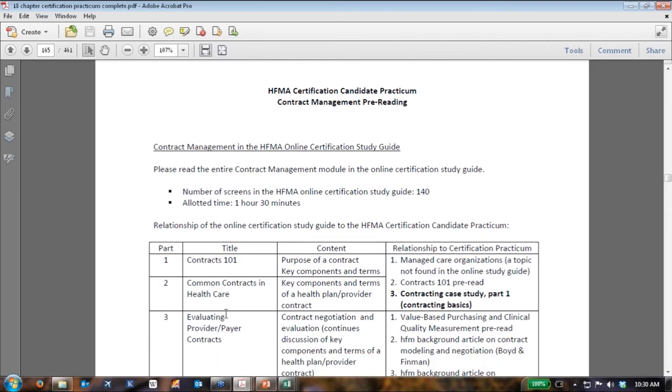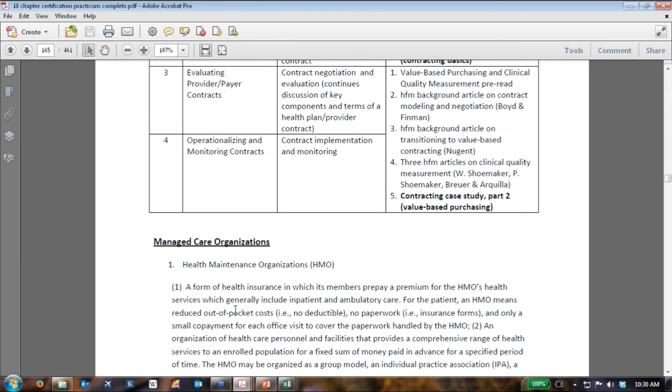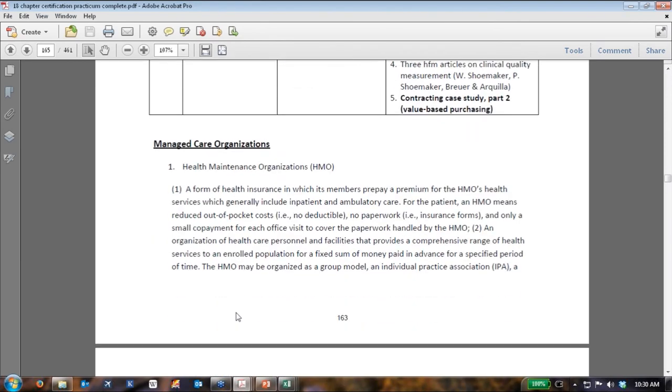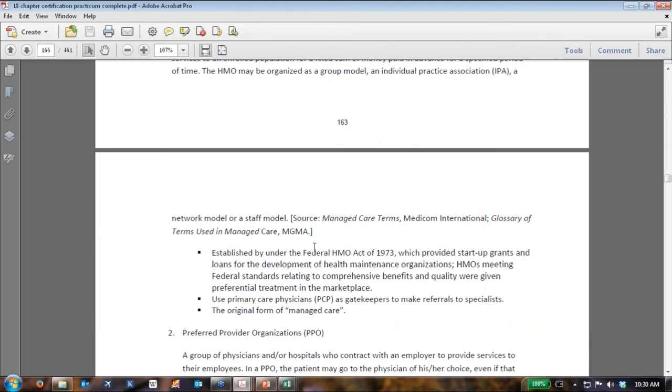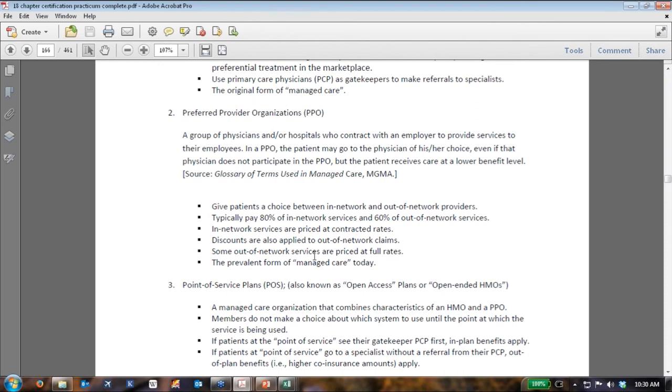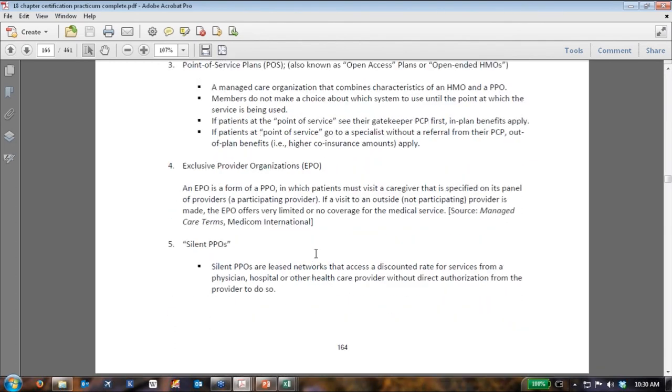And then the other thing that is, I think, worth your time is the section that starts on page 163, and that is just a quick run through managed care and managed care organizations.